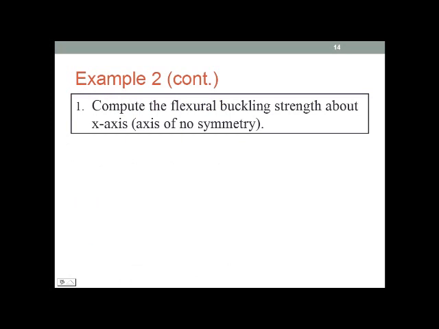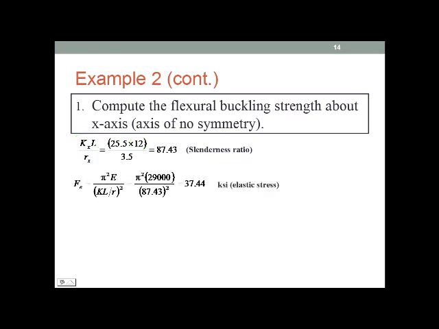1. Compute the flexural buckling strength about the x-axis or axis of no symmetry. Calculate the slenderness ratio with respect to the x-axis, KL/r. If you substitute for the unknowns, you'll get a slenderness ratio of 87.43. Notice that the effective length with respect to x has been multiplied by 12 to convert feet to inches.